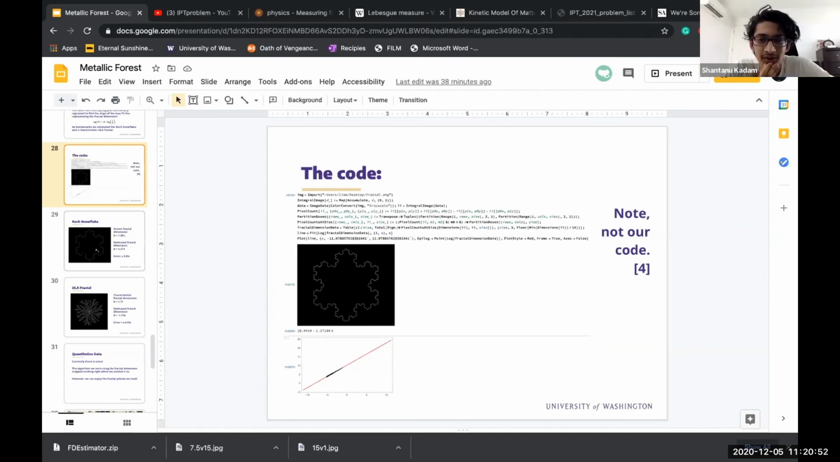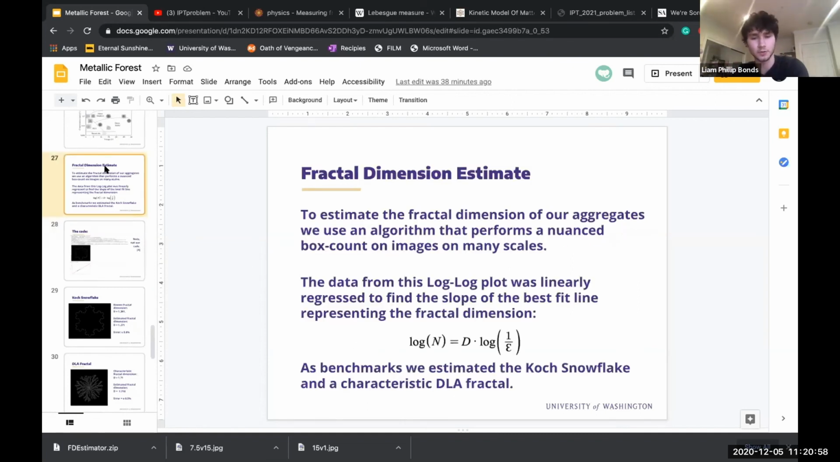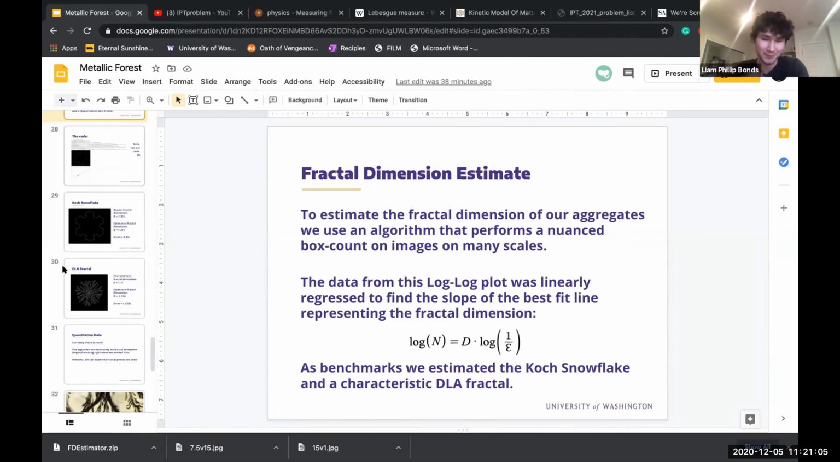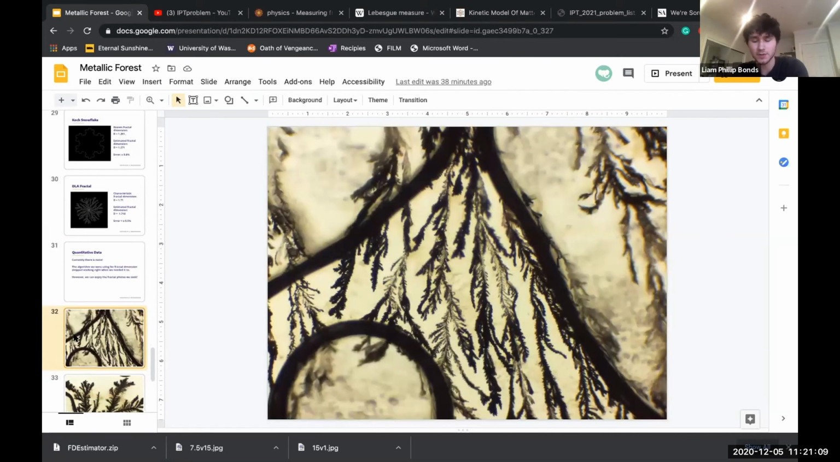So what is this code? This is the algorithm for taking an image and then calculating fractal dimension, and it was working perfectly until last night when I had all of my data and I was trying to calculate fractal dimension, and nothing came out. But these were some of the images we produced of the fractals I made.